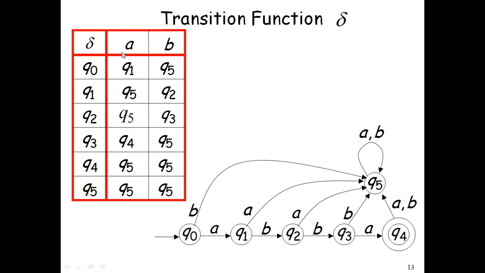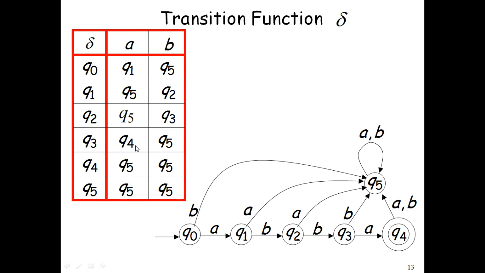Now look at the transitions. Q0, A is moving to Q1, so the output is state Q1. Q0, B is moving to Q5, so the output is Q5. Q1, A is Q5. Q1, B is Q2. Q2, A is Q5. Q2, B is Q3.